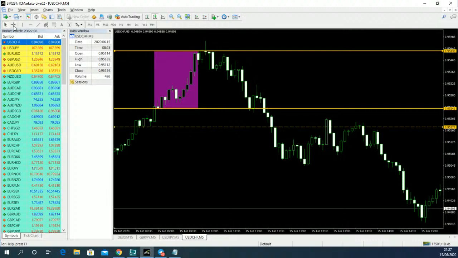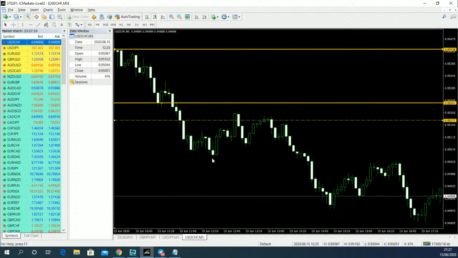So let's find out what the size of the box is this time. The size of the box is 19.8. Let's say 20 pips, round figure. TP1 is 20 pips. TP2 will be 40 pips. TP3 will be 60 pips.